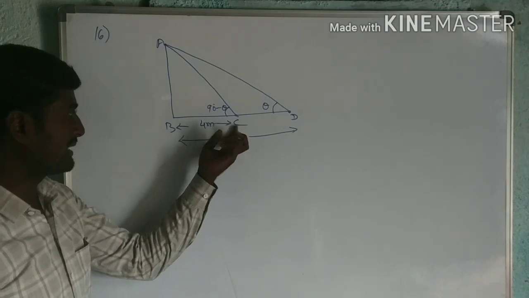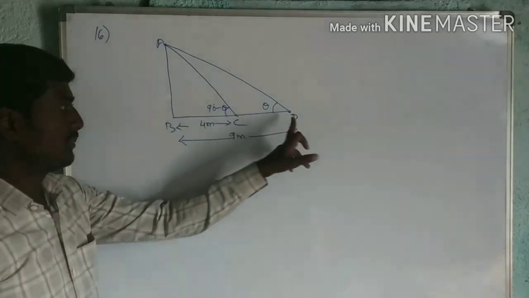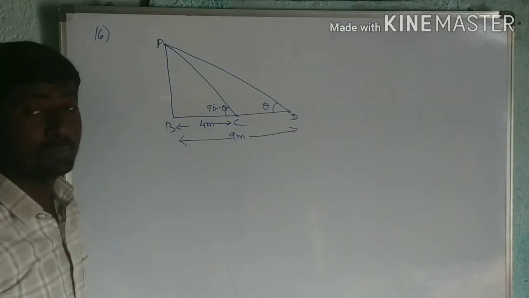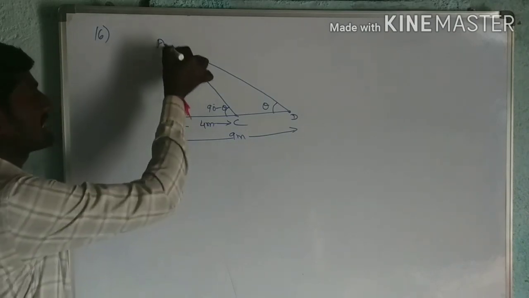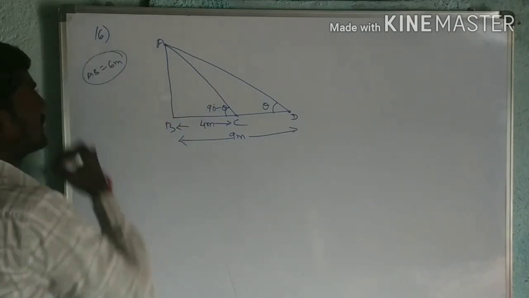So from the point C to the base of the tower, or foot of the tower, is 4 meter. From another point D to B is 9 meter. We have to prove that the height is 6 meter, means AB is equal to 6 meter. I have to prove this.